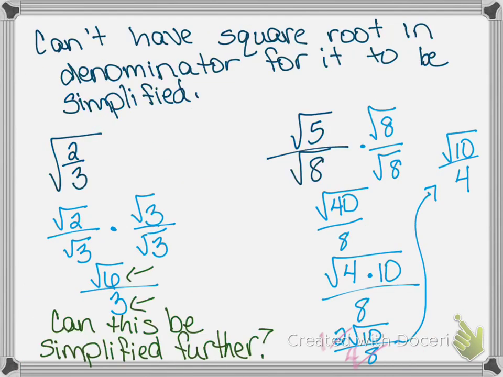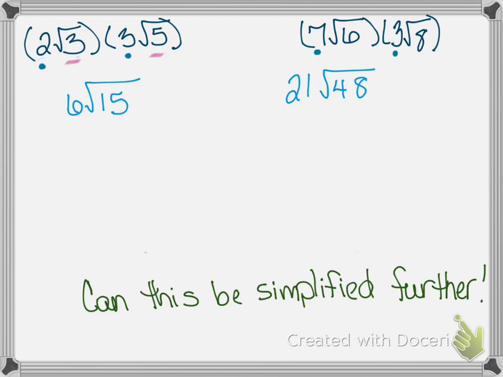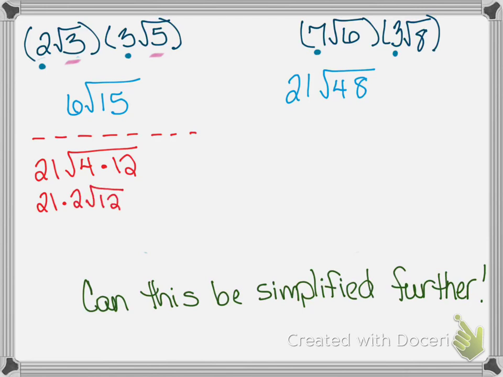So let's talk about what happens when we do 4 and 12. I'm going to do that over here on the left. So I've got 21 times the square root of 4 times 12. What's the square root of 4? 2. So I have 21 times 2 on the square root of 12. What's 21 times 2? 42. So I have 42 on the square root of 12.